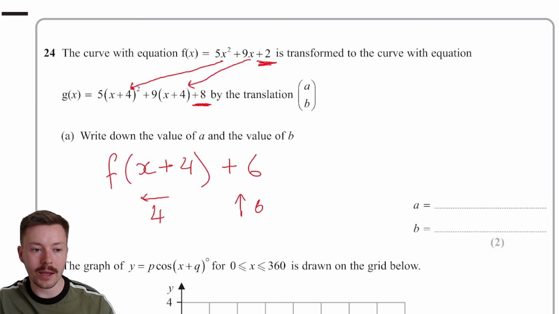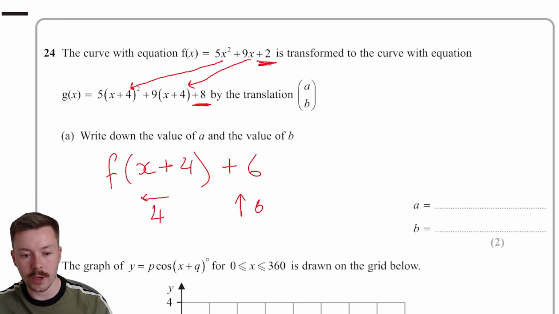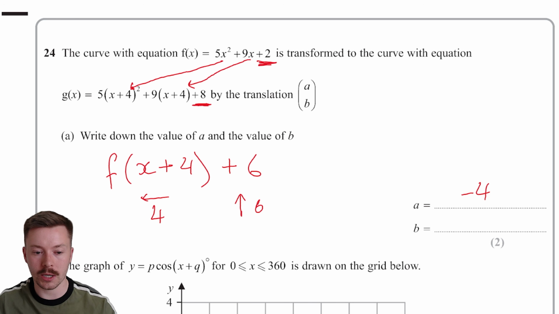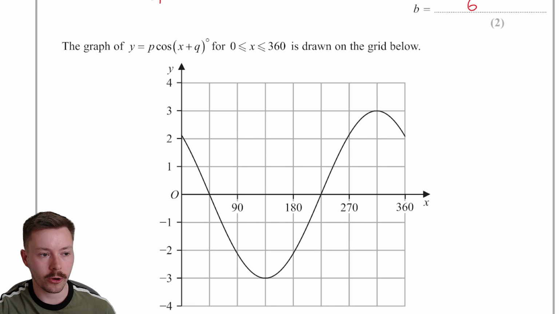Now, to put that in a vector format for our translation, left 4 is going to be minus 4 and up 6 is going to be positive 6 as B. Okay, so that's part A done. Pretty straightforward, like I say, for one of the final questions.